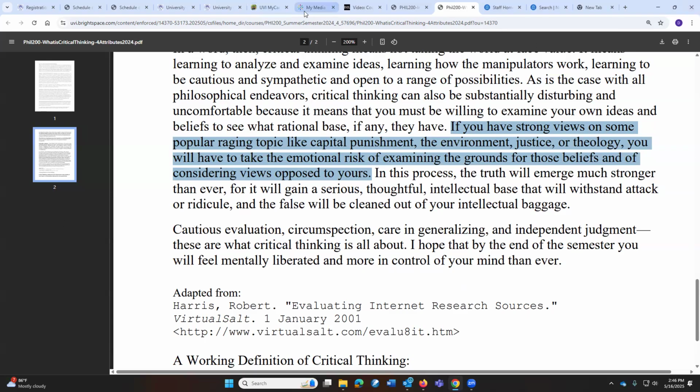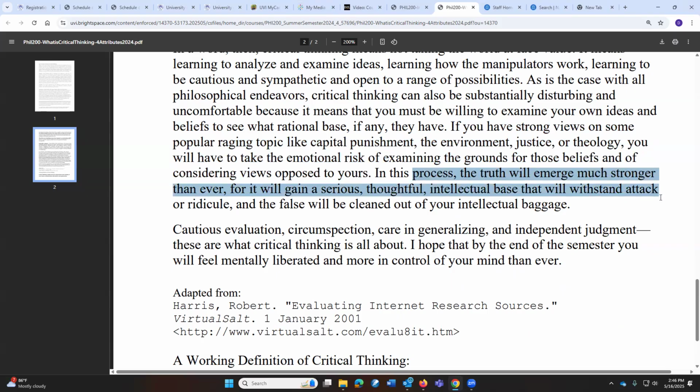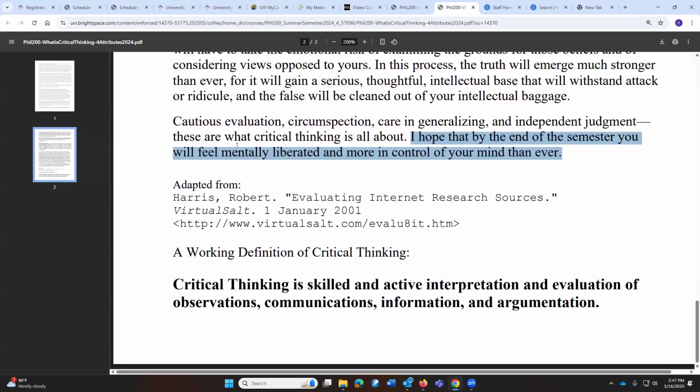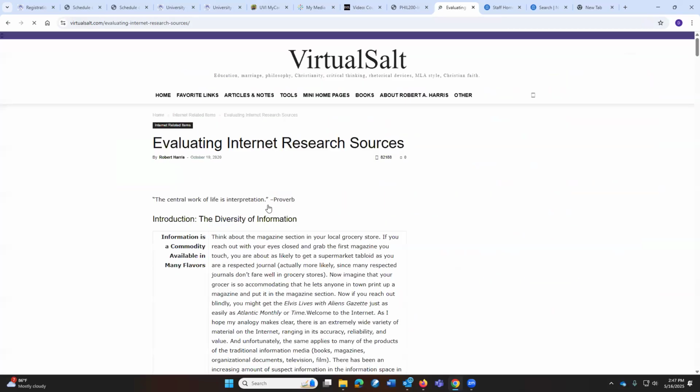But don't worry, have no fear, because in this process, the truth will emerge stronger than ever, and it will gain a serious, thoughtful, intellectual base that will be able to withstand attack or ridicule. And most importantly, the false will be cleaned out of my intellectual baggage. I don't have to worry about that anymore. So, cautious evaluation, circumspection, care in generalizing, independent judgment, these leave you mentally liberated and more in control of your mind forever. I can't take credit for this page. It comes from Dr. Robert Harris.